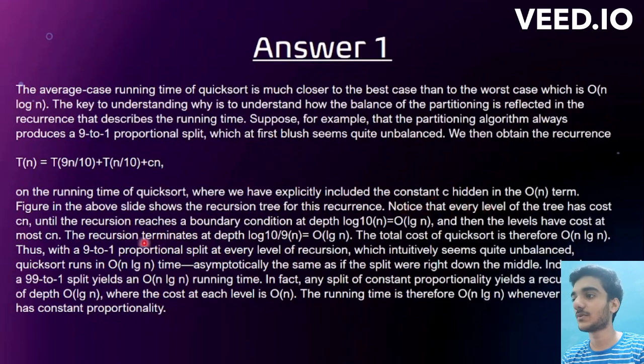From this diagram, notice that every level of the tree has cost Cn until the recurrence reaches the boundary condition at depth log base 10 of n, which is O(log n), and then the levels cost at most Cn. The recurrence terminates at depth log base 10/9 of n, which is O(log n). The total cost of quicksort is therefore O(n log n). Thus, with a 9 to 1 proportional split at every level of recurrence, which intuitively seems quite unbalanced, quicksort runs in O(n log n) time, asymptotically the same as if the split were right down the middle. Indeed, even a 99 to 1 split yields an O(n log n) running time. In fact, any split of constant proportionality yields a recurrence tree of depth O(log n) where the cost of each level is O(n). The running time is therefore O(n log n) whenever the split has constant proportionality.